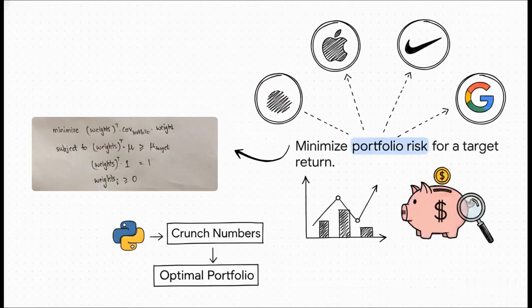Or, actually, you can totally flip the objective around. The mathematical goal here becomes minimizing our portfolio's overall risk for a specific target return. Let's say you know you need a 10% return to reach your retirement goals. Well, Python is going to crunch the numbers to find the exact combination of Apple, Nike, Google, and Amazon that hits that 10% target while exposing you to the lowest possible amount of market swings.